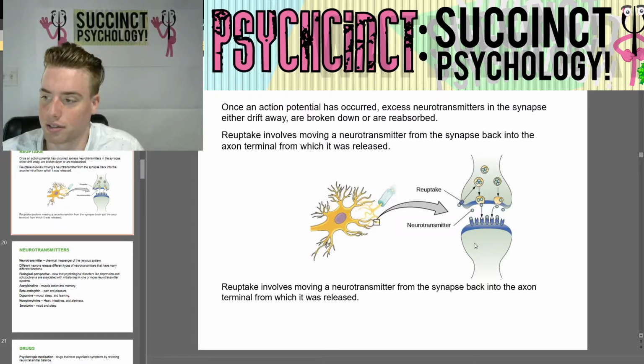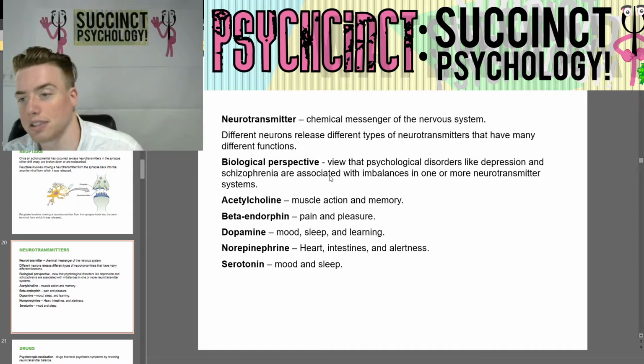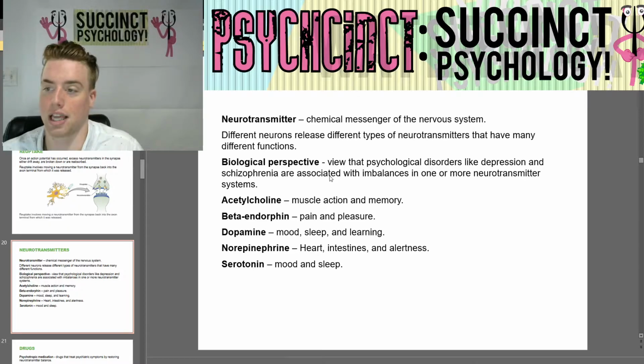So here you can see the process of reuptake, where the neurotransmitter goes back into the synapse so it can be released again between the terminal buttons and dendrites. So what are neurotransmitters? A neurotransmitter is a chemical messenger of the nervous system. Different neurons release different types of neurotransmitters that have many different functions. From a biological perspective, it's a view that psychological disorders like depression and schizophrenia are associated with imbalances in one or more neurotransmitter systems.